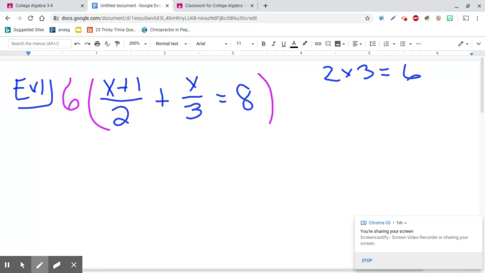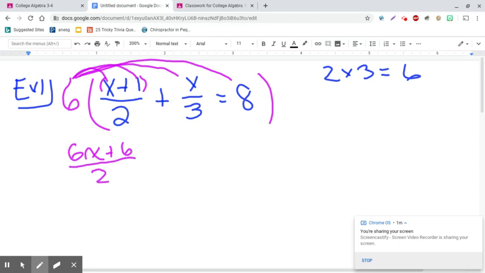Okay? But guys, this is a binomial. There's 2 parts to it. So the 6 has to go here and here. So we're going to do 6 times x, which is 6x, 6 times 1, which is 6, so plus 6. Then we put that whole thing over our original denominator, plus 6 times x is 6x, put that over 3, you're keeping the same one, remember, and then 6 times 8, which gives us 48.